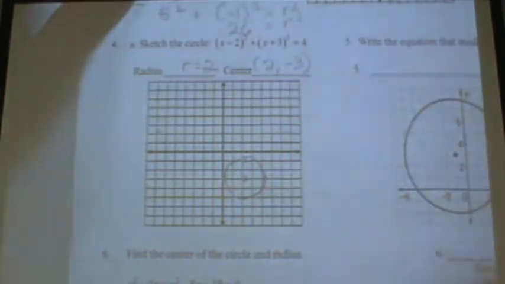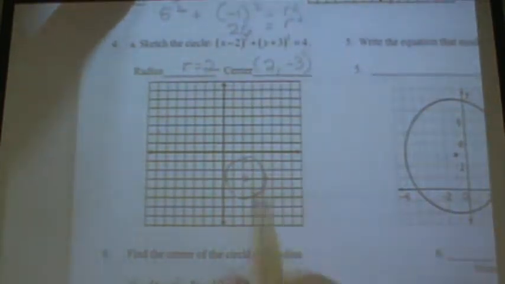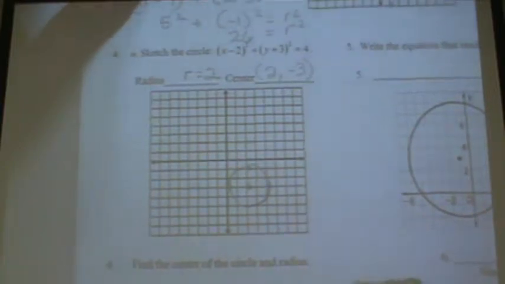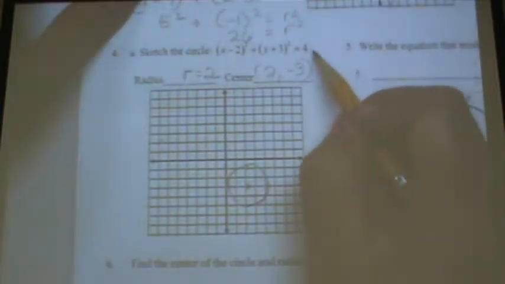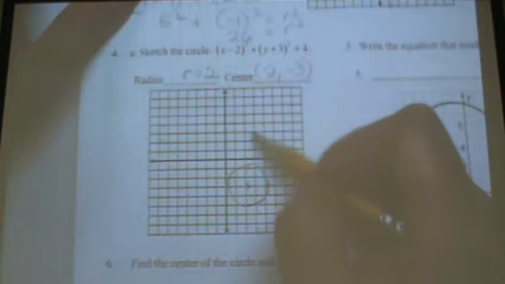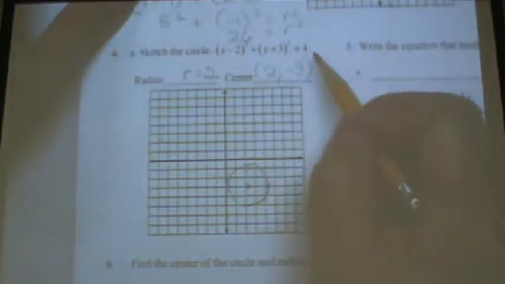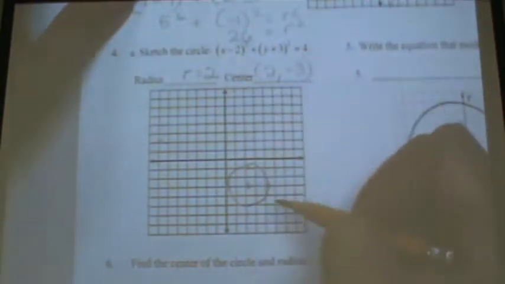So on your multiple choice test, you're going to have an equation like that, and it's going to ask you which of the following graphs represents this equation. And I'll tell you one thing, one of the equations is going to have 4 as the radius, to see if you know that the square root of 4 is 2. That's the kind of trick. That's why multiple choice tests can be tricky.